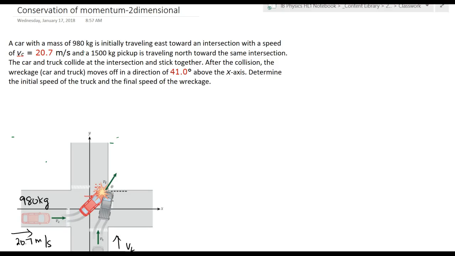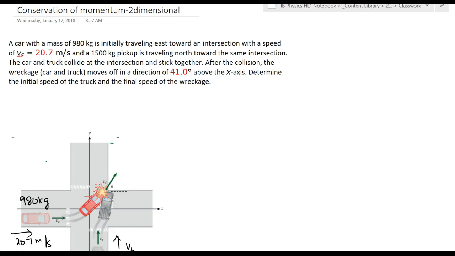This video is to give you an introduction into how to solve problems with the conservation of momentum concept in two-dimensional collisions. So here is an example. Any two-dimensional problem should be approached as two one-dimensional problems. So you apply the concept once to the x-axis and then once to the y-axis.